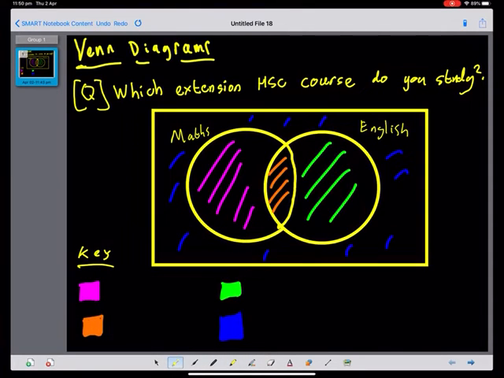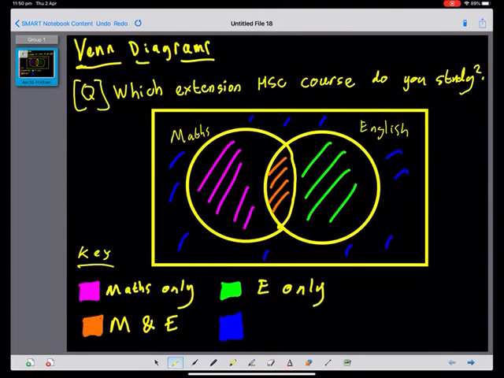Okay, so purple represents maths only. The orange represents maths and English. The green is English only. And the blue is neither English or maths. Okay, I hope that was pretty clear. Let's look at another example.